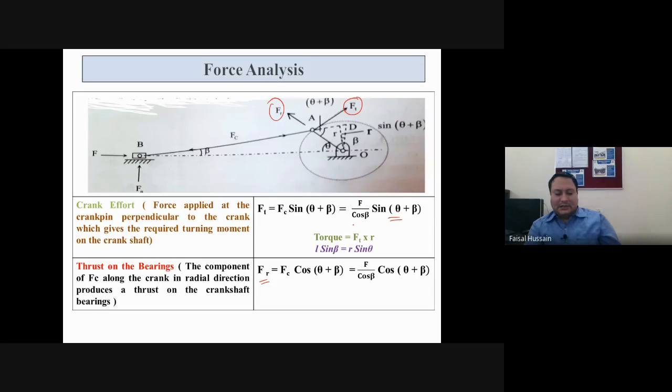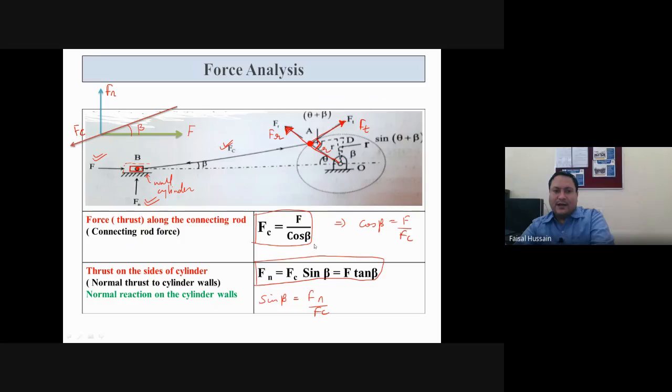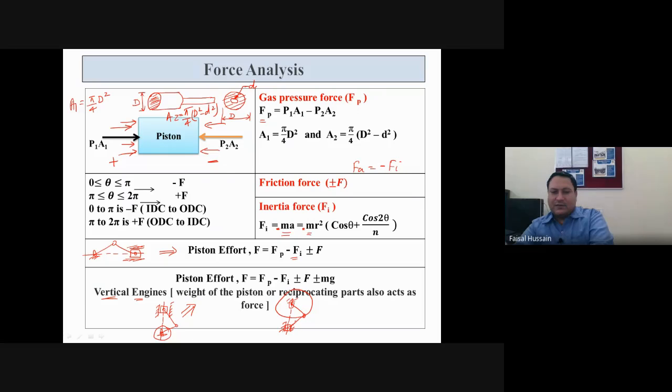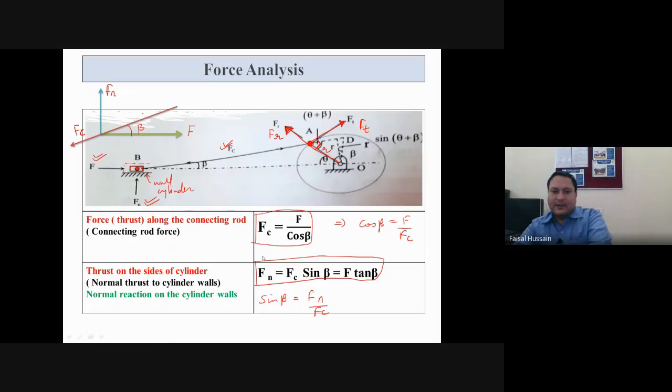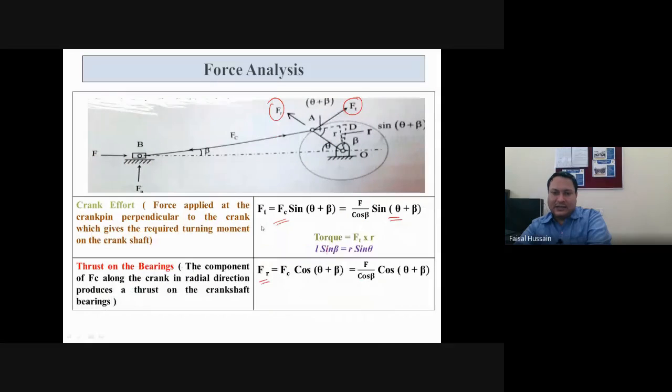Similarly, these are very important concepts and rules. See, this is the sine rule, L sine beta equal to R sine theta, and torque will be the product of tangential force into R. So by using these two equations and by using the crank effort equation, thrust on the bearing, connecting rod force, and then your thrust on the sides of the cylinder, and your piston effort, then connecting rod force, then normal force, then tangential force, then radial force, and this relation.